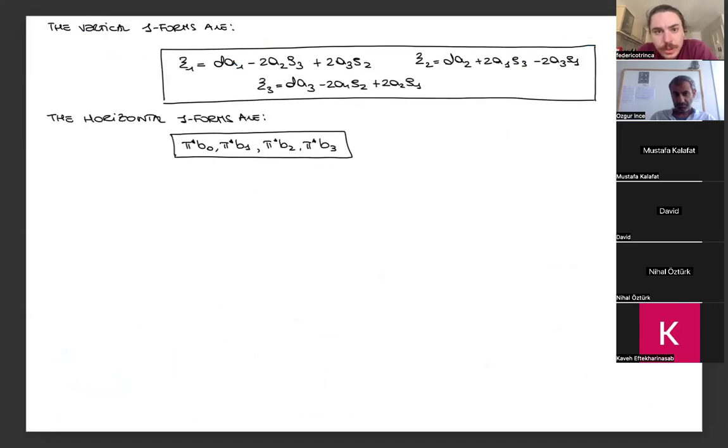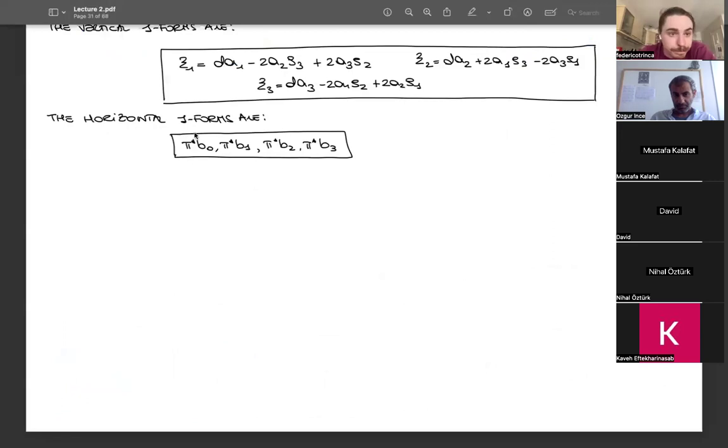Now, as above, we can construct the vertical one forms as dA plus rho dot A, and these are given by C1 equal to dA1 minus 2A2 rho 3 plus 2A3 rho 2, and C2 and C3 similarly. And the horizontal one forms are given by the horizontal part of the pullback of the local frame B0, B1, B2, B3.